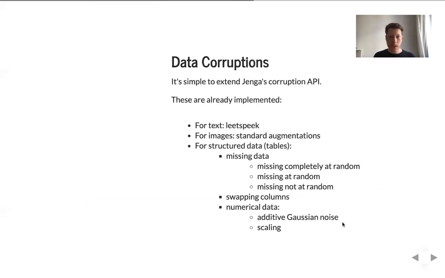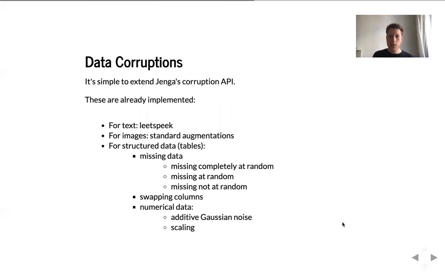ROC score. Now, we can apply one of the predefined corruptions, which would be for text, for instance, leet speak, for images, standard augmentations. For structured data tables, we would have different types of missing data. And here we support different missingness structures: missing completely at random, missing at random, or missing not at random. Here, for missing completely at random, that's the simplest case.